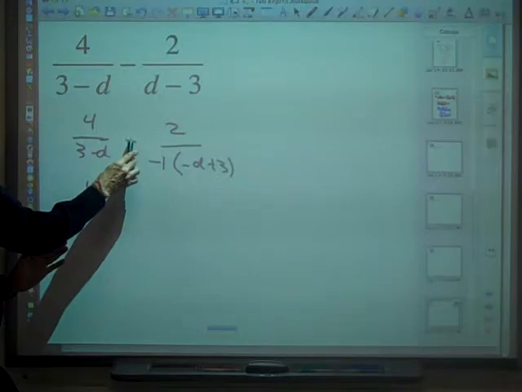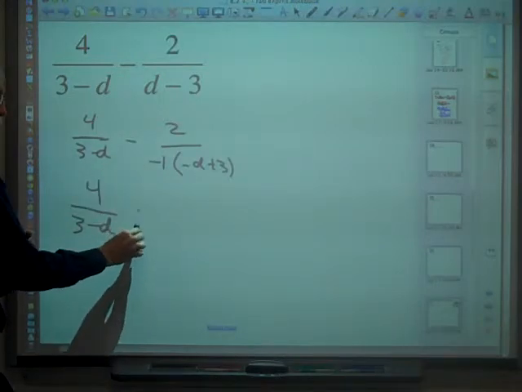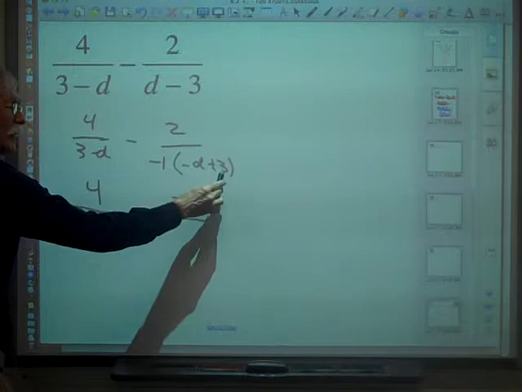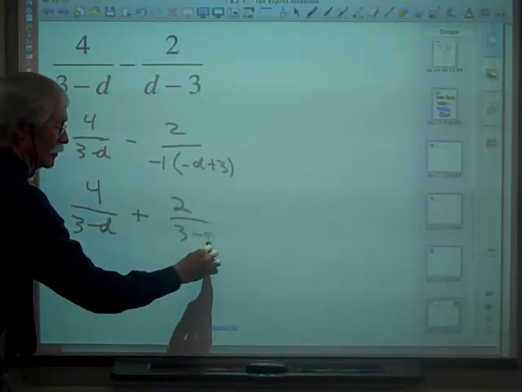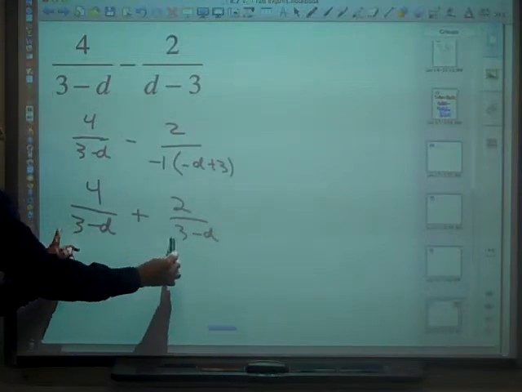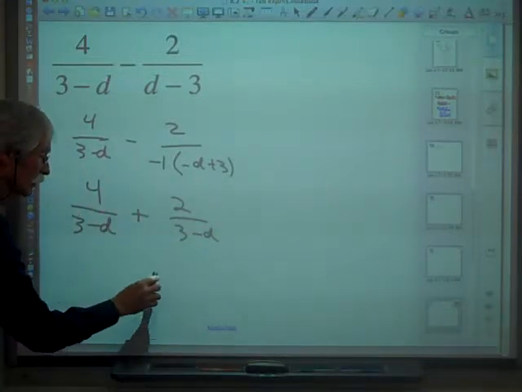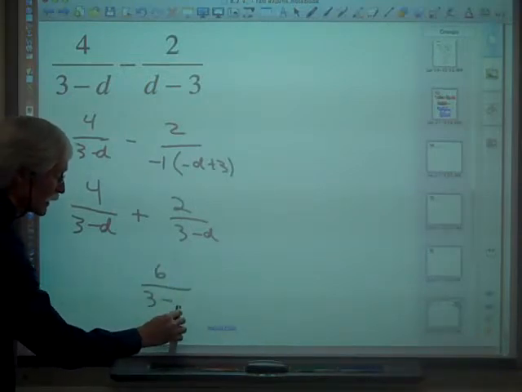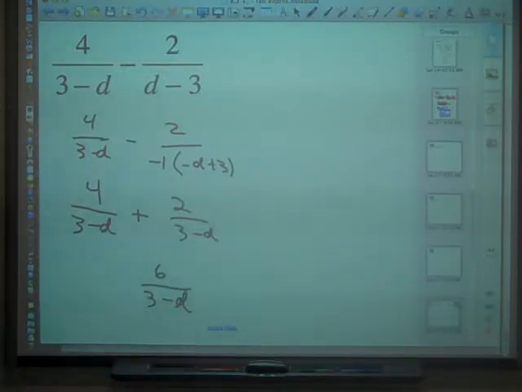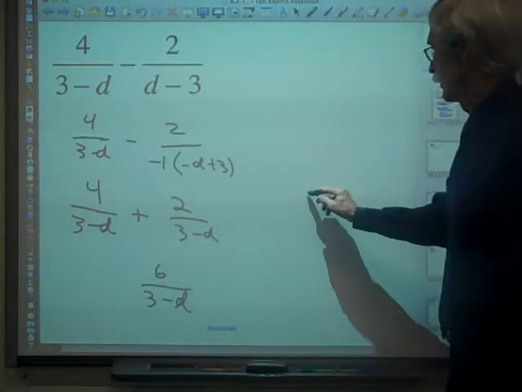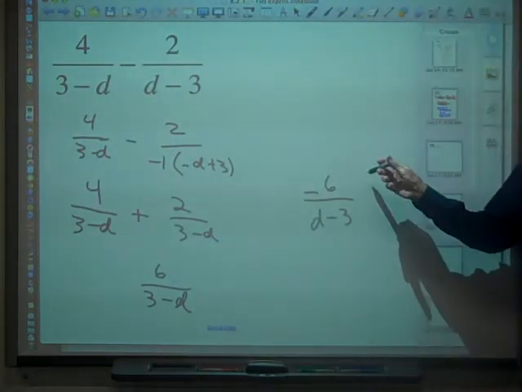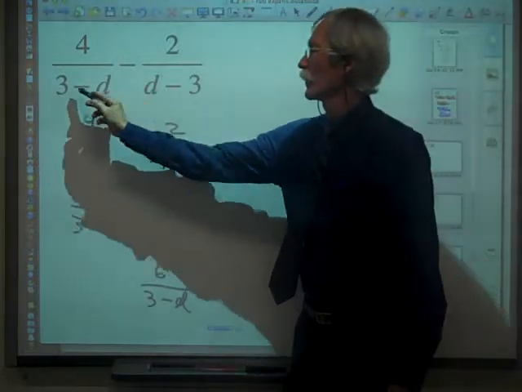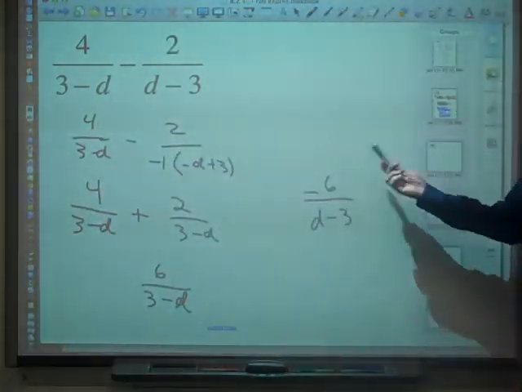That will stay the same. What does a minus and a minus make? A minus and a minus is a plus. And what is this denominator in the end? 3 minus D. Are they exactly the same denominators then? Yes. So it would be 6 over 3 minus D. Wait, if you kept D minus D, would it be negative 6? Yeah. Or this. If you took the minus 1 out of this one instead, it would look like that.